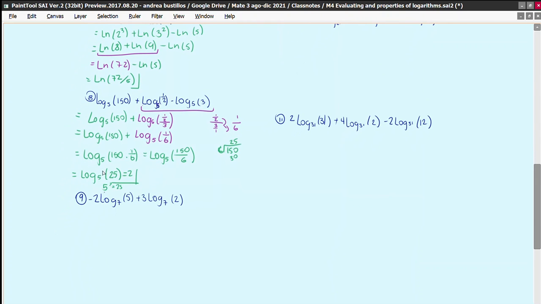Let's do this one. So what happens here? I have two logarithms with a coefficient multiplying them. So we can plug those values inside the logarithm. And I'm going to show you how to do this right now. So first thing, I have a -2 multiplying my logarithm. So I'm going to plug it completely inside my logarithm, like this.